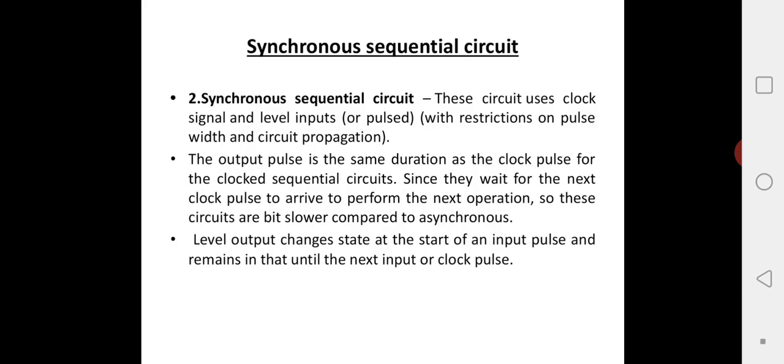Second one is the synchronous sequential circuit. This circuit uses a clock signal, and level inputs are also called pulses. The output pulse is the same duration as the clock pulse for the clocked sequential circuits. Since they wait for the next clock pulse to arrive to perform the next operation, these circuits are a bit slower compared to the asynchronous circuit. Level output changes state at the start of an input pulse and remains in that state until the next input or clock pulse occurs.